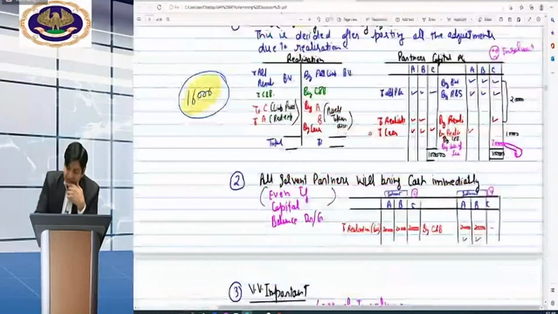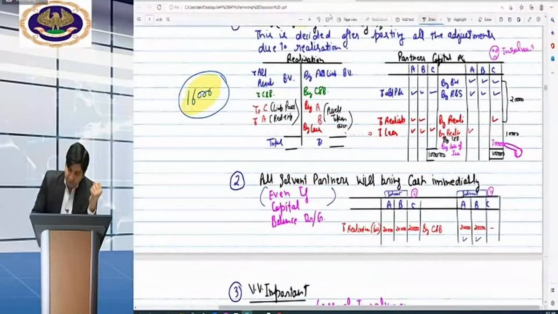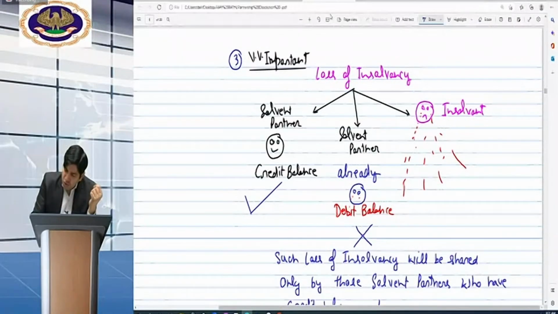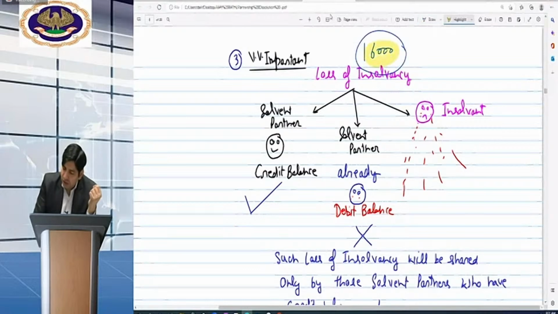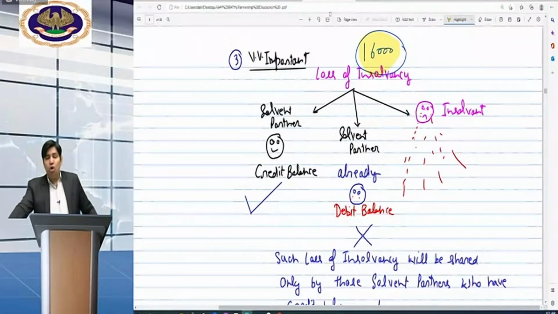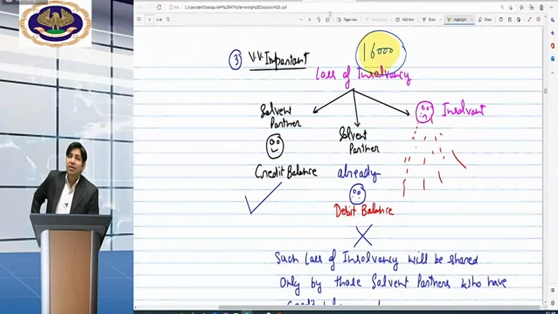Now what do we have to do? We will skip this step. Now we shall move to the next, third step. That is very, very important. How is the 16,000 to be distributed and to whom? Only those partners which have a balance at this moment on the credit side.